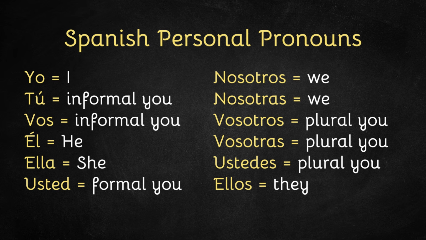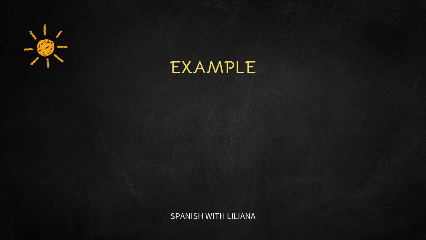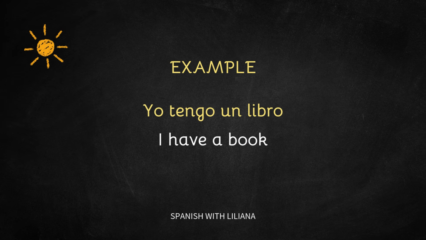Then we have ellos. Ellos. It means they for an all-male or mixed group. And ellas. Ellas. It also means they, but it's an all-female group. There's no neutral pronoun in Spanish. There's no it. And the personal pronouns are used similarly to English. So, for example, yo tengo un libro. I have a book. Yo is the personal pronoun, the subject of the sentence.